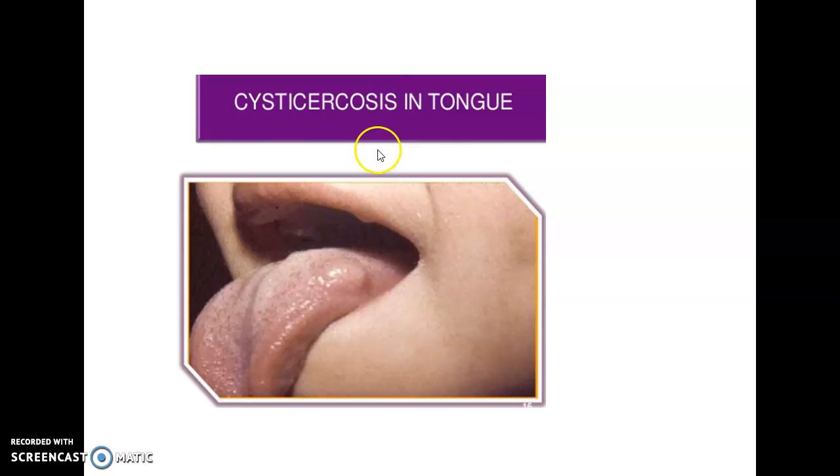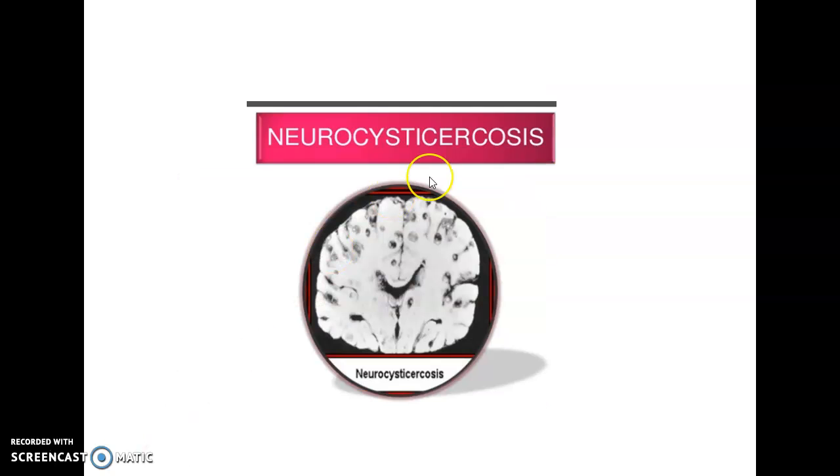Then cysticercosis in the intestine: whenever the larva enters the intestine, it causes this. Here you can see cysticercosis in the tank. Then neurocysticercosis: it can also invade the brain and cause brain damage.